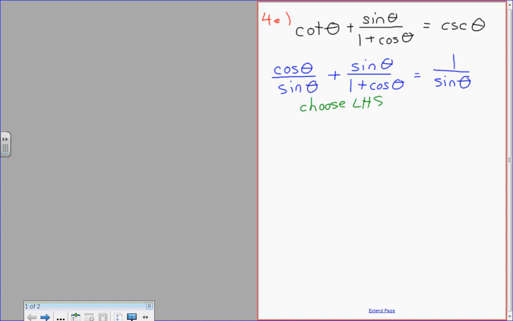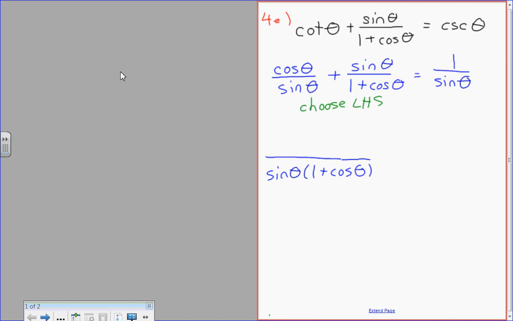Right? So just think of how fractions go, from grade 8 when you learned them. If you get 1/2 and 2/3, the common denominator is going to be 6. The way we got that was 2 times 3. So our common denominator here is going to be sine times 1 plus cos. Okay, any questions on where that came from? Yes, we're okay, I hope.